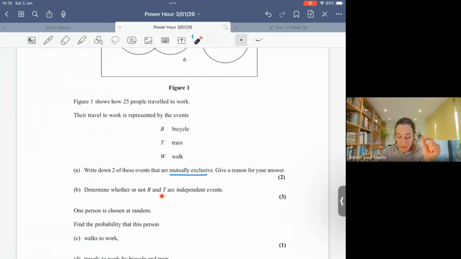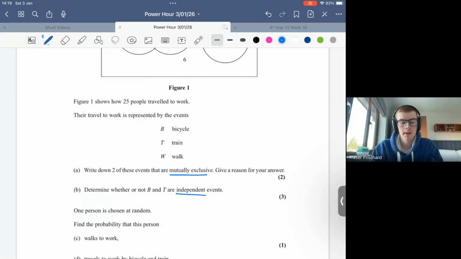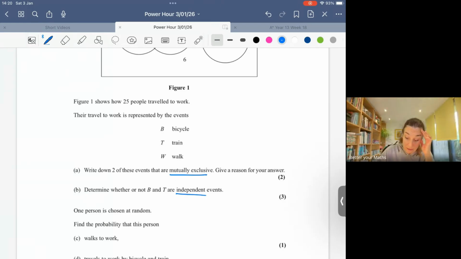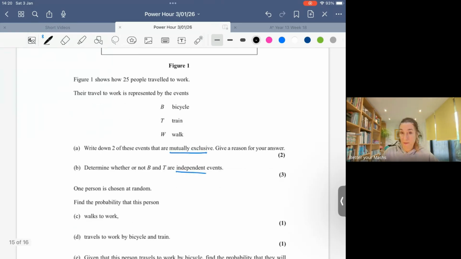Now, determine whether or not B and T are independent events. This is something that sometimes you forget, because you start to think, what does it mean? It means that one doesn't affect the other, but how can we check that in probability questions? What is the way of checking this? Can someone remind me? Who remembers? Fraser: is it that the probability of A multiplied by the probability of B is the probability of A and B? Yeah, exactly. And in fact, this is in the formula booklets, so you don't have an excuse to forget this.